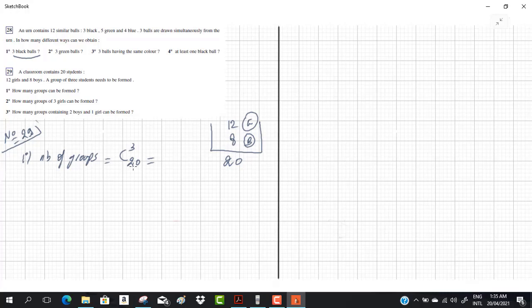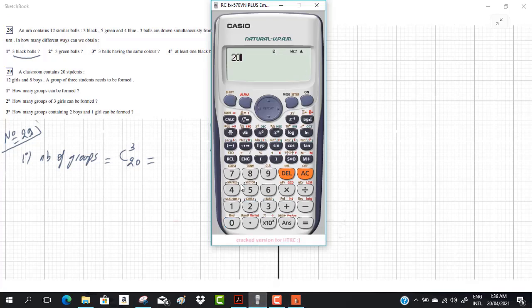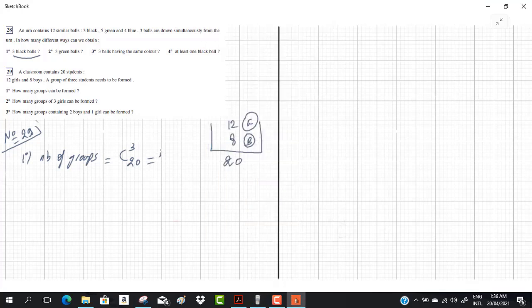He will explain whether it's simultaneous or it's successive. Okay, 20 C3, 20 C3 is 1140.